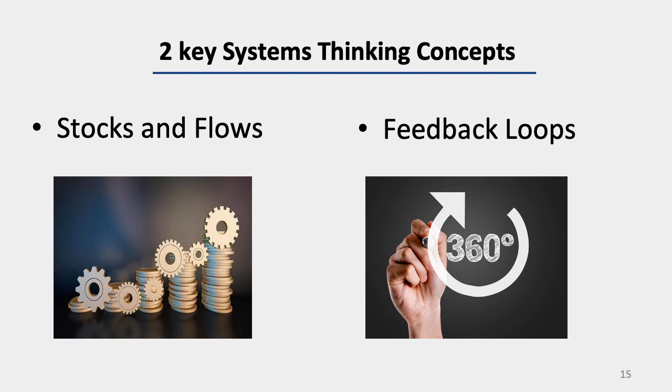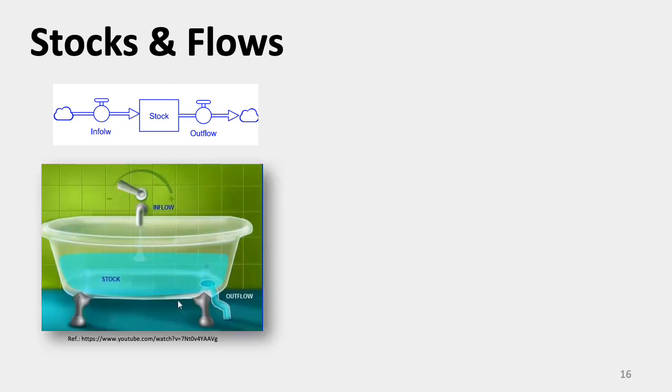Two key systems thinking concepts came as we went through the story: stocks and flows and feedback loops. So let's start with the stocks and flows. As you recall, the connected pipes and box in the story, the pipe is a flow and the box is a stock. The closest analogy is the bathtub analogy.